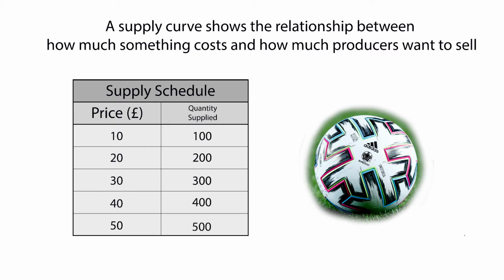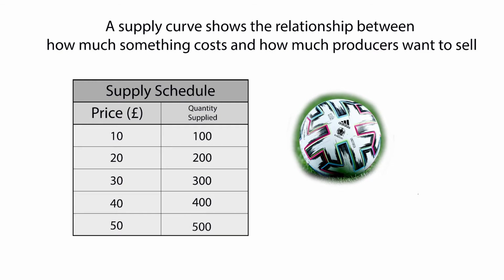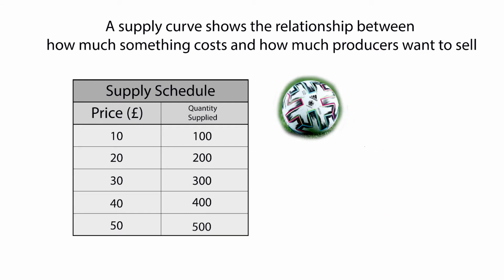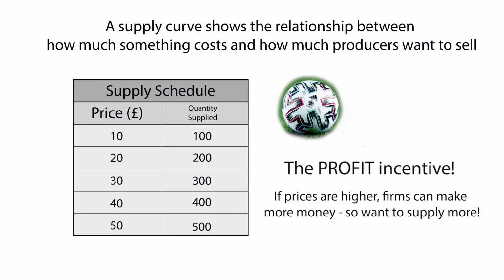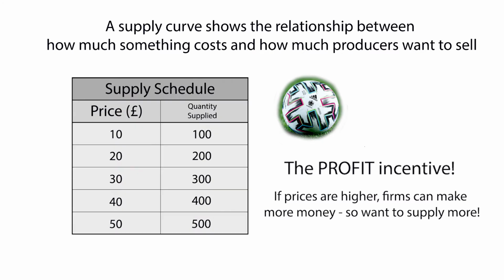But the question we have to ask then is, why is that the case? Why is it that when price goes up, firms want to sell more? Well, it's because of this, the profit incentive. If prices are higher, firms can make more money, so want to supply more. And that's why the supply curve is upwards. When the price goes up, the quantity goes up. And that is something that I think we can understand.